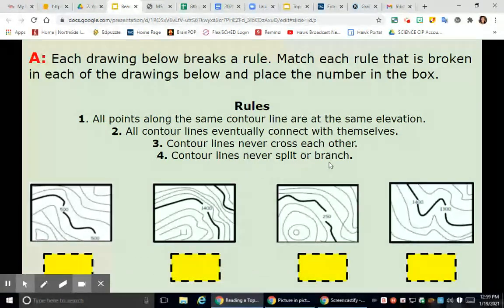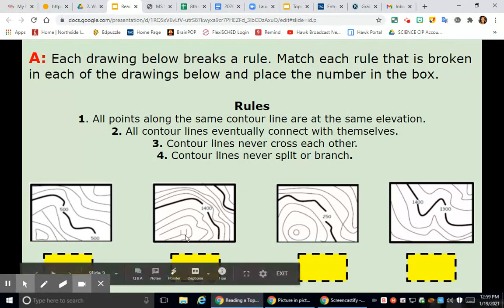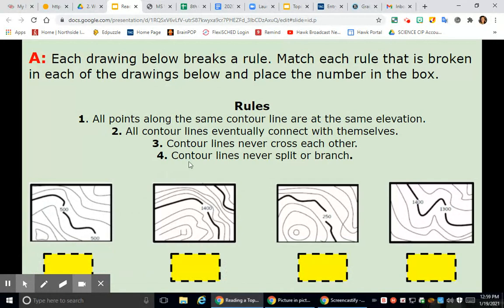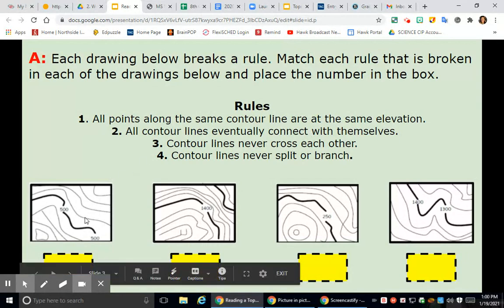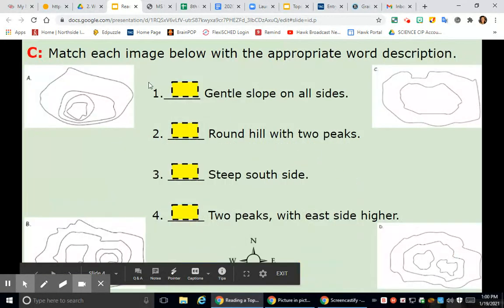Contour lines never split or branch. So here you have some branching here, but you also have branching here. So let's narrow that down. So contour lines never split or branch. All contour lines eventually connect with themselves. Okay, I would say that that's breaking the rule here. So this would be 3 and 2.